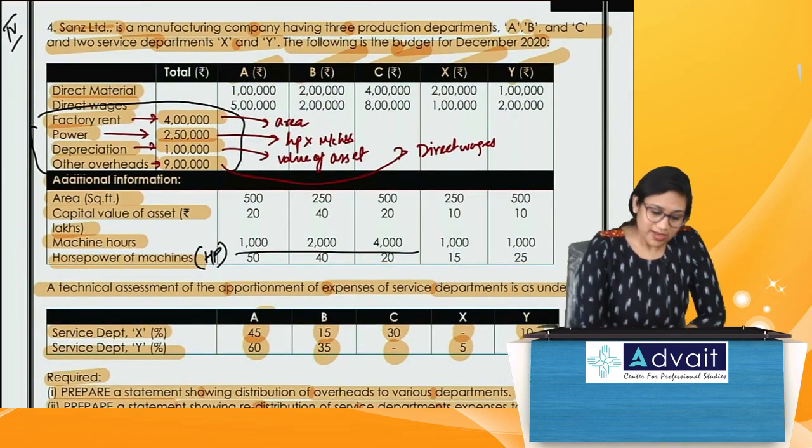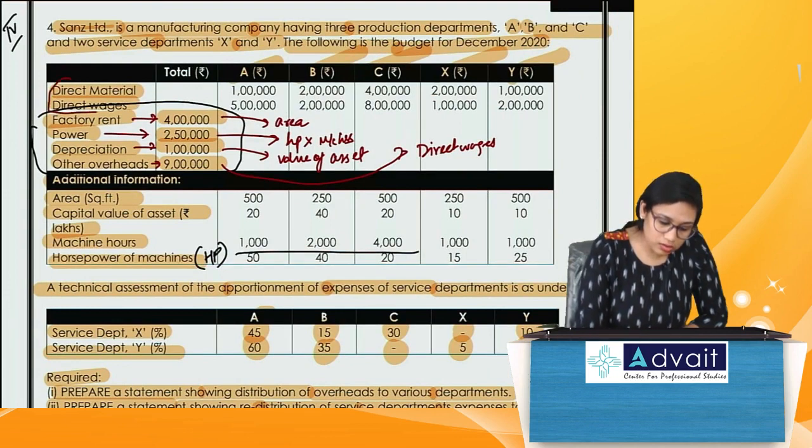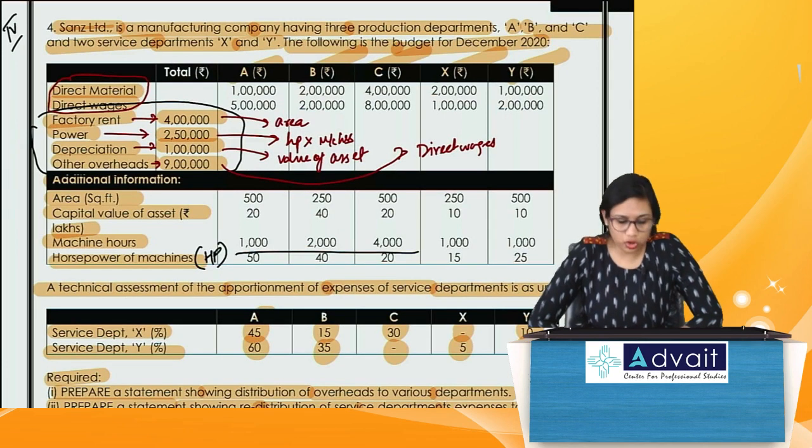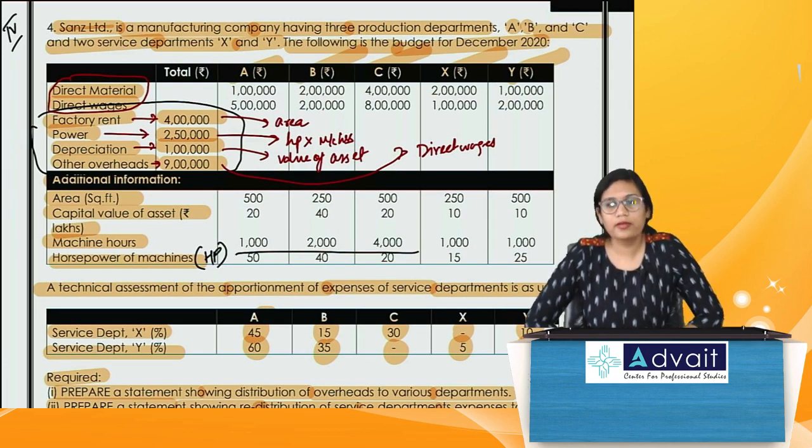Correct? This is sorted. Guys, what about these two? Direct material and direct wages. Should we take those also? They have divided them between A, B, C, X, Y. We'll take that also, right? Should we take that?